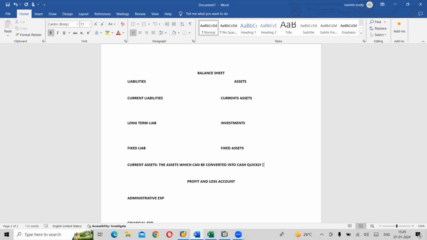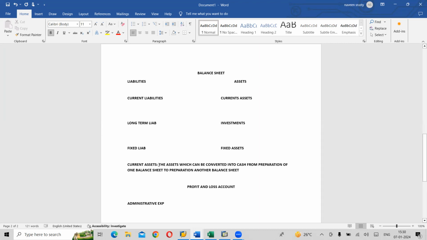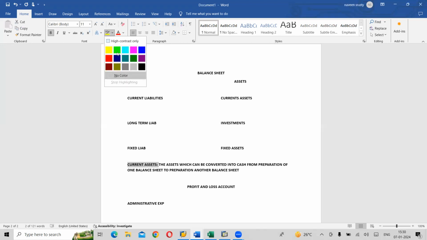Then the clarity would be quickly converting into cash from the preparation of one balance sheet to the preparation of another balance sheet. Whatever assets we are able to convert from the preparation of one balance sheet to another balance sheet, all those come under current assets. Understood, everyone?